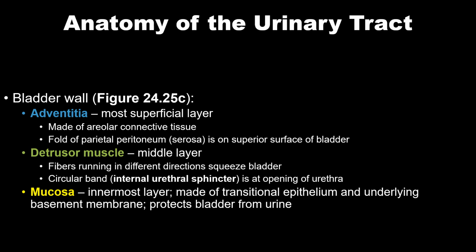And eventually you get down into the innermost layer, the mucosa, and it is composed of that transitional epithelium with an underlying basal lamina. This has a mucous membrane that produces mucus, protecting the bladder epithelium from urine. And when the bladder is not full, folds of mucosa called rugae are visible.